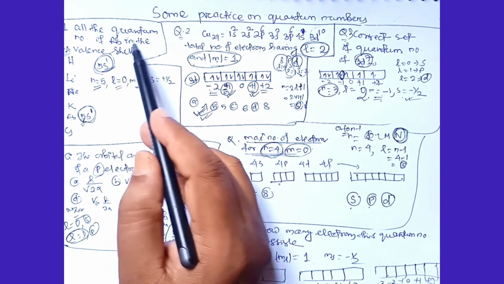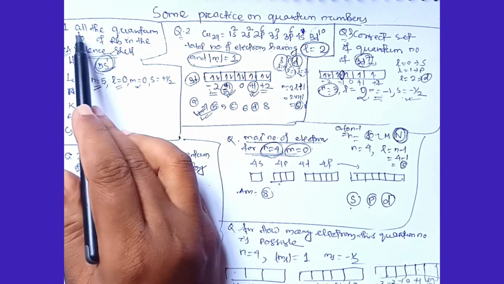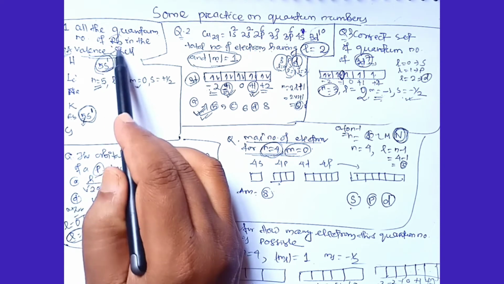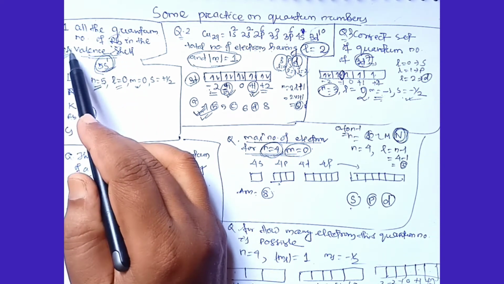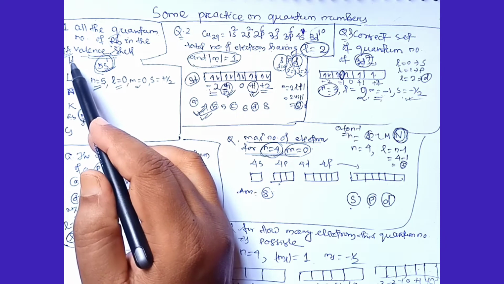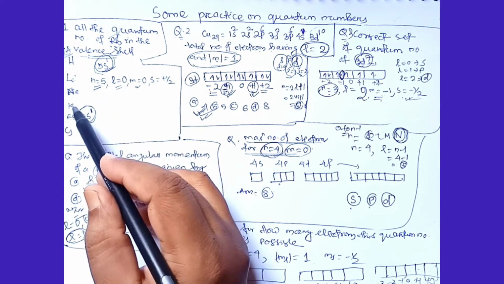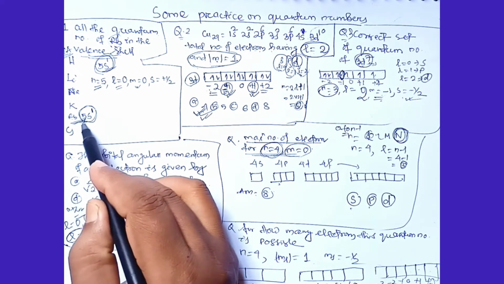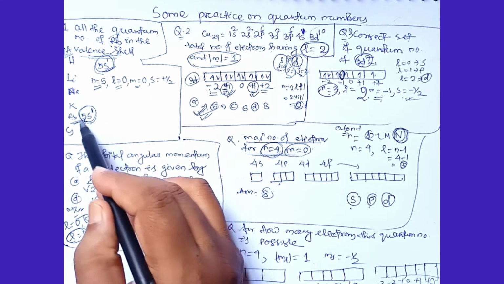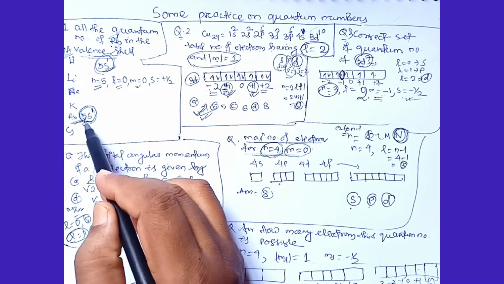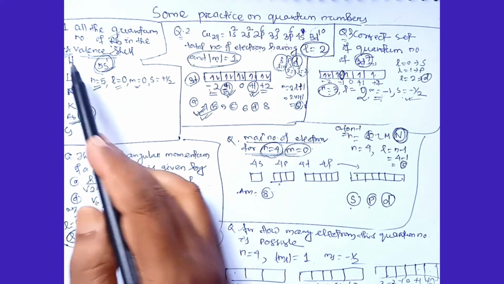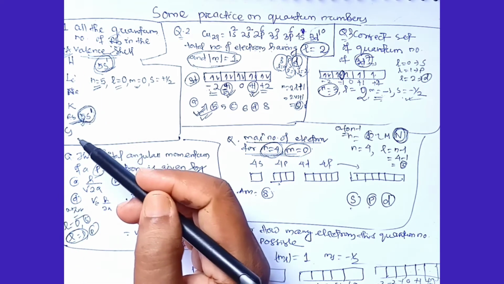All the quantum numbers of rubidium in the valence shell. Rubidium belongs to the 1A group, and what are the 1A group elements? Hydrogen, lithium, sodium, potassium, rubidium, cesium. So rubidium has the outermost electronic configuration 5s1, because it belongs to row 5 and the 1A group.